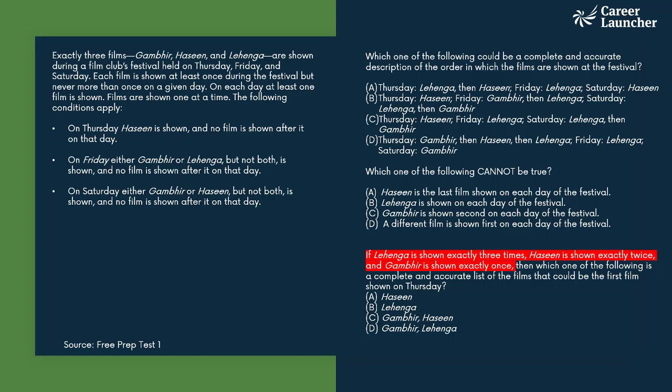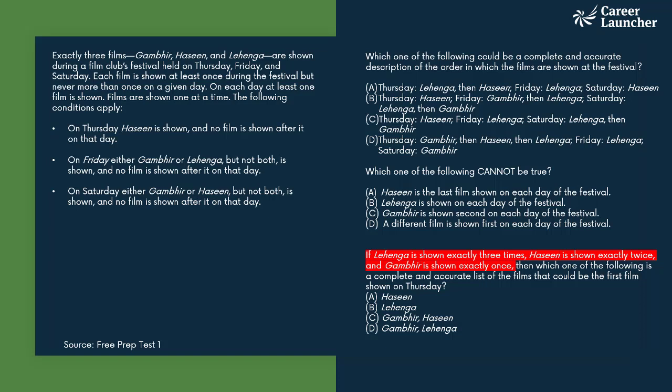In this case, a certain extra information is given. If Lenga is shown exactly 3 times, Haseen is shown exactly twice, and Gambhir is shown exactly once, then which of the following could be a complete and accurate list of film that could be shown, first film shown on Thursday? So these are questions which I'm going to call local questions, where additional information is given. And you will find analytical listening questions like these.